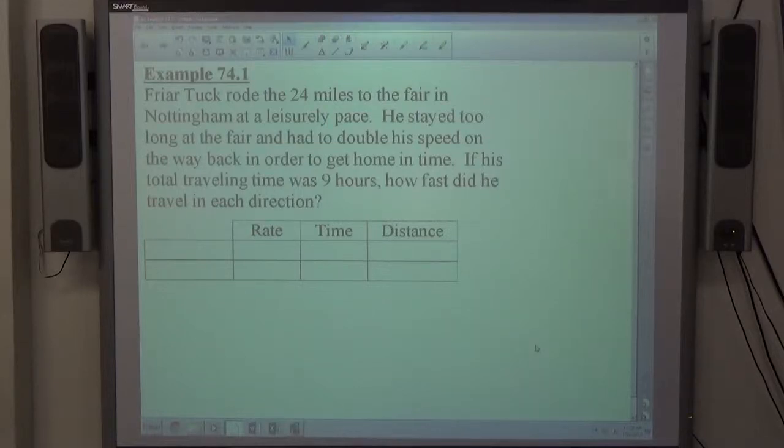Example 1. Friar Tuck rode 24 miles to the fair in Nottingham at a leisurely pace. He stayed too long at the fair and had to double the speed on the way back in order to get home in time. If his total traveling time was 9 hours, how fast did he travel in each direction?